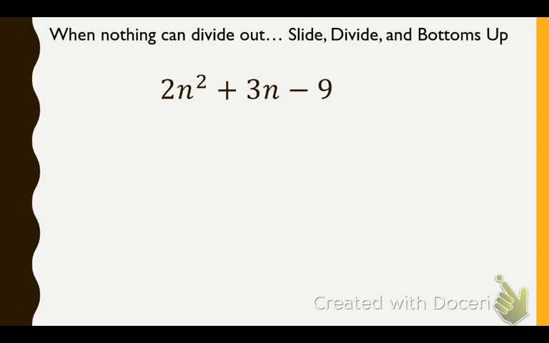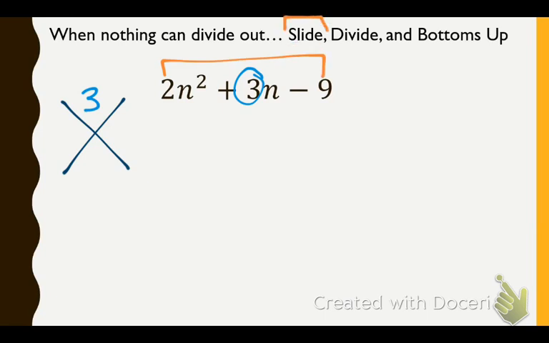Alright, so again, here we don't have a number that all 3 are divisible by, so we can't divide anything out. We're going to slide, divide, and bottoms up. Okay, we're going to set up our x. Our x is going to be 3. Then we're going to slide. Okay, that's the first set. Slide. 2 times negative 9 is negative 18.